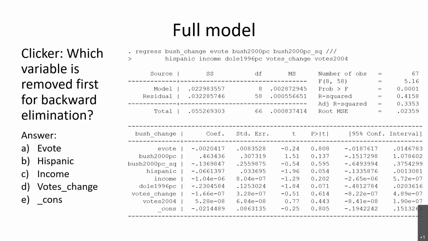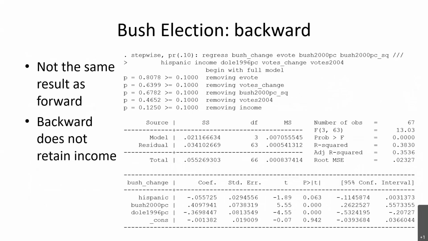All right, we have another clicker question. This is the same data as before. Same model even, I believe. Which variable is removed first for backward elimination here? And I'm giving you some choices. All right, I will leave you to answer this, and I'm moving on and show you what actually happens in practice.